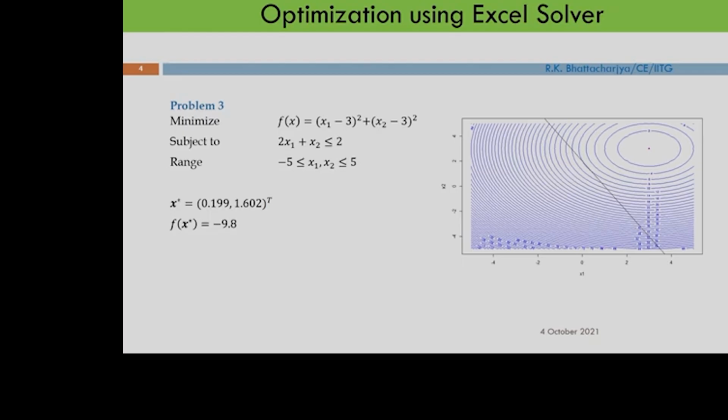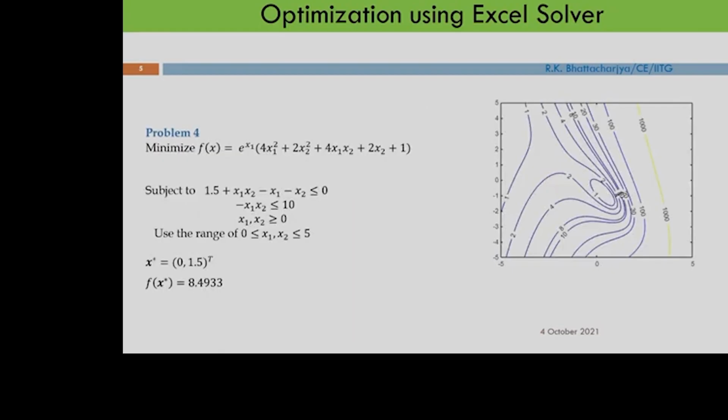The third problem is also a nonlinear problem with one linear constraint. The objective function is nonlinear, and if you solve this, then you should get this particular solution, and somewhere here is the optimal solution of this particular problem. I will try to solve this problem, and the fourth one is a little bit complicated problem to solve using classical optimization techniques, but let us see whether we get the solution using Excel solver.